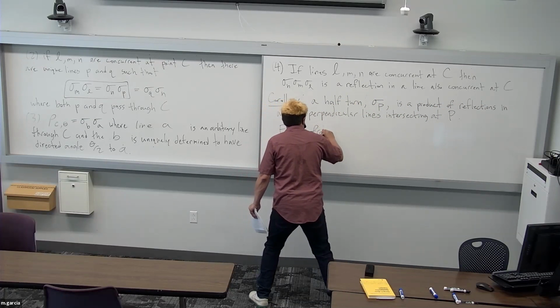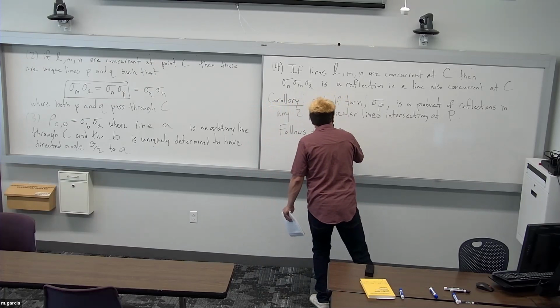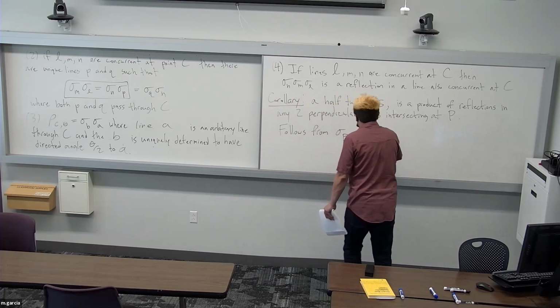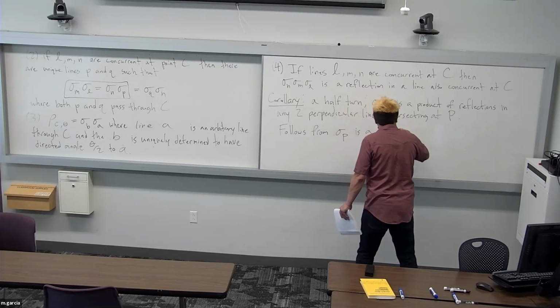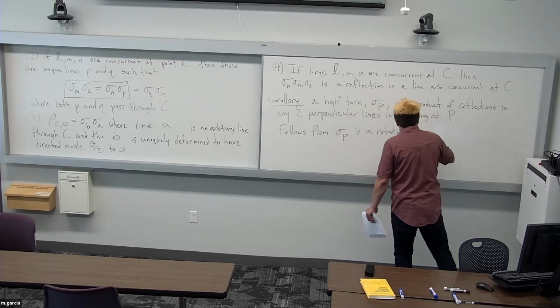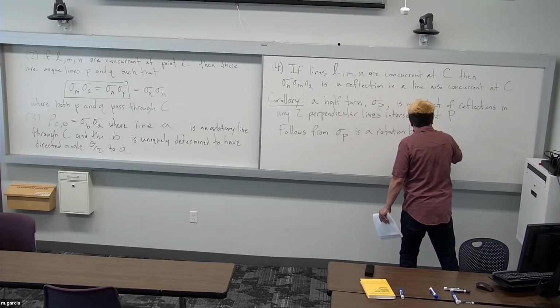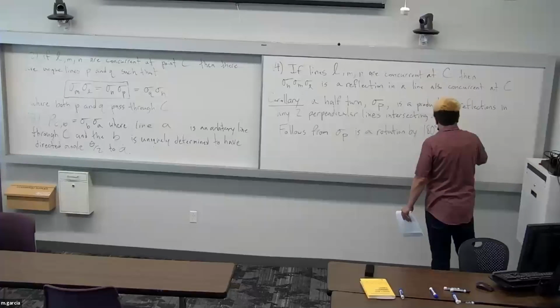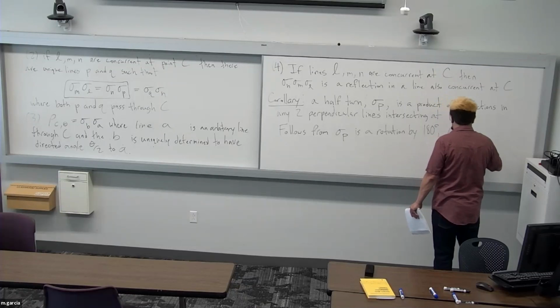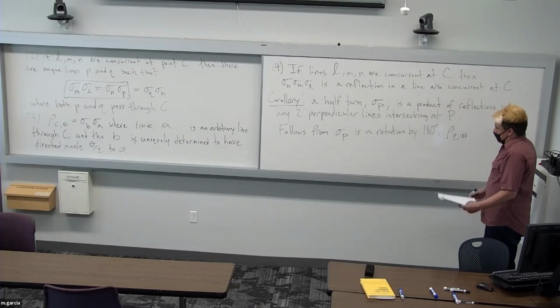This follows from the fact that sigma sub p is a rotation by 180 degrees, rho sub p comma 180. Okay.